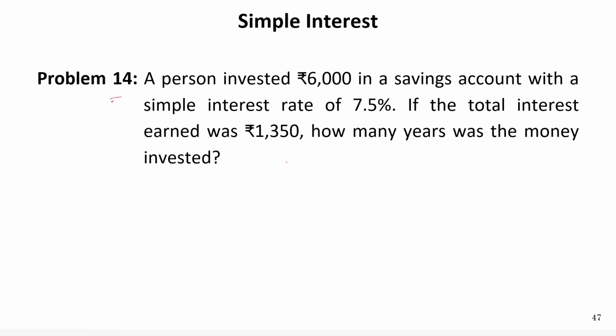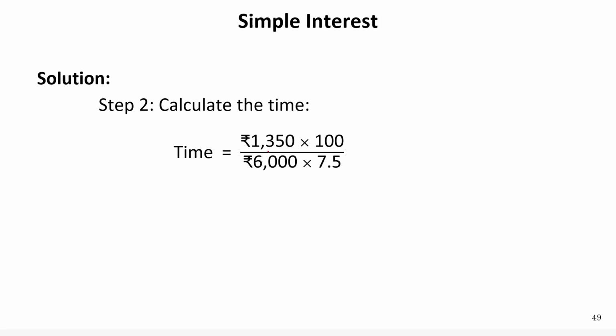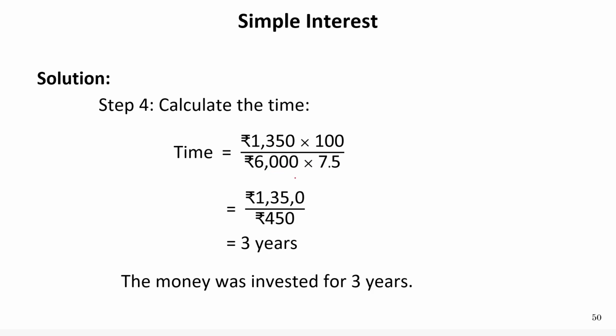So let's see problem number 14, right? A person invested 6,000 in a savings account with a simple interest rate of 7.5%. If the total interest earned was 1350, how many years was the money invested? So use the simple interest formula to find the time. So T is equal to SI into 100 by PR. So it is 1350 into 100 whole by 6000 into 7.5, which is 1350 by 450, nothing but 3 years. So 3 years is the correct answer.